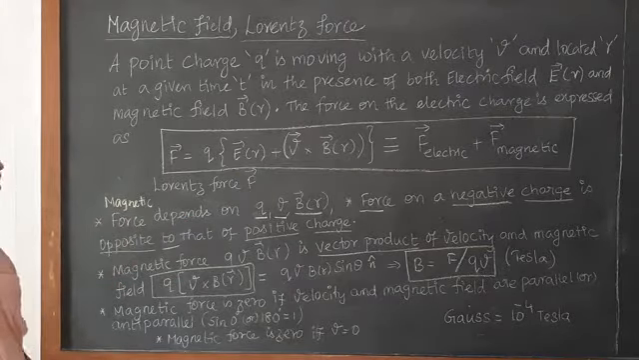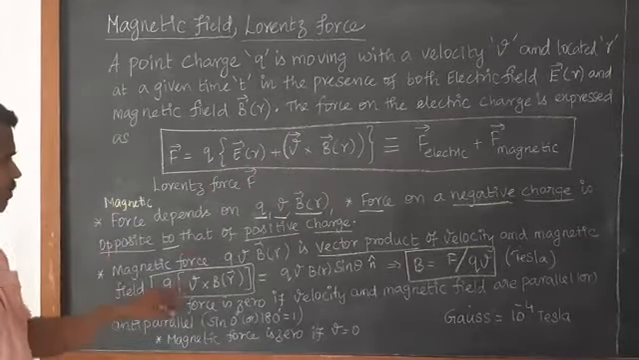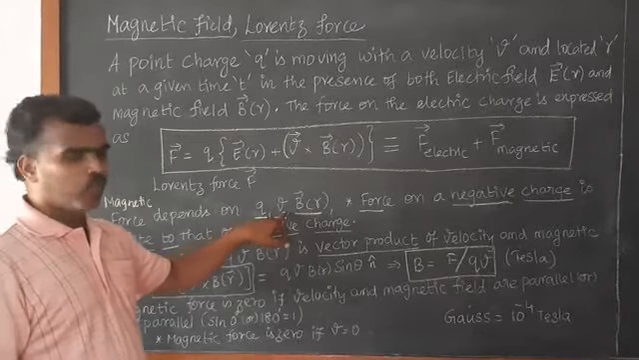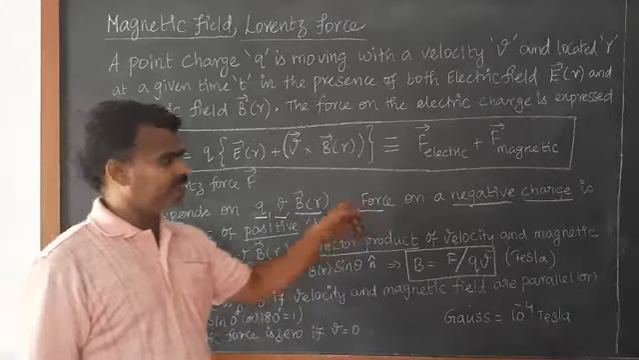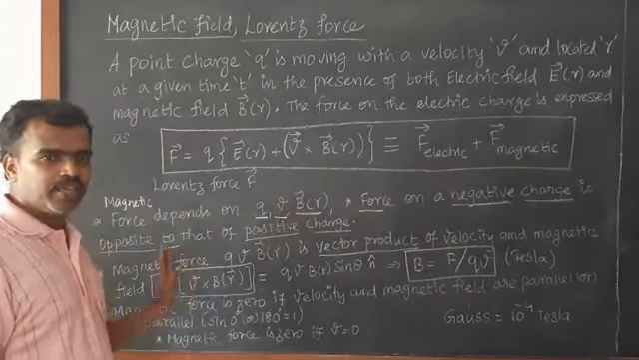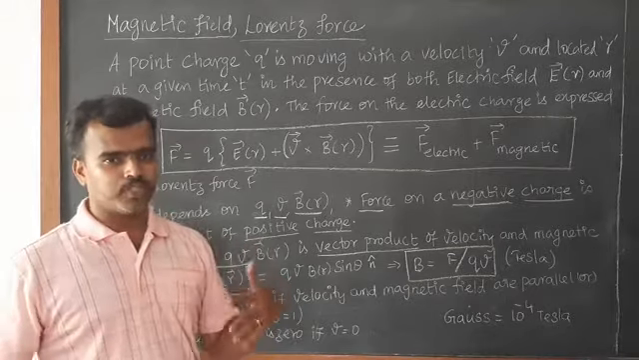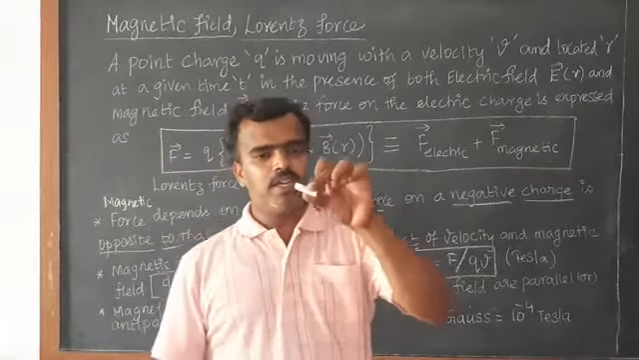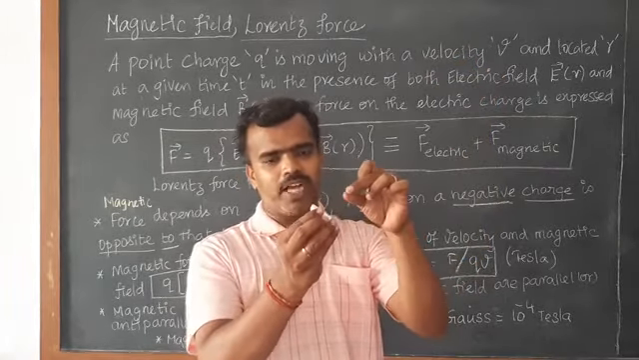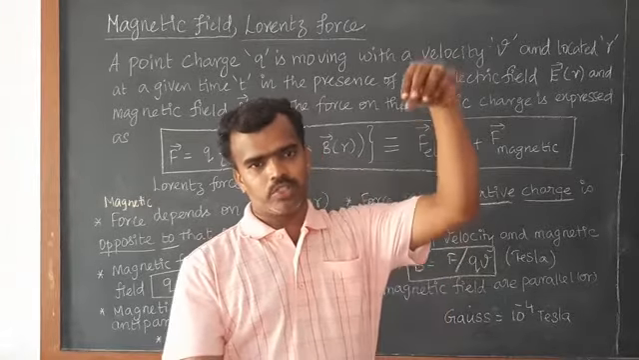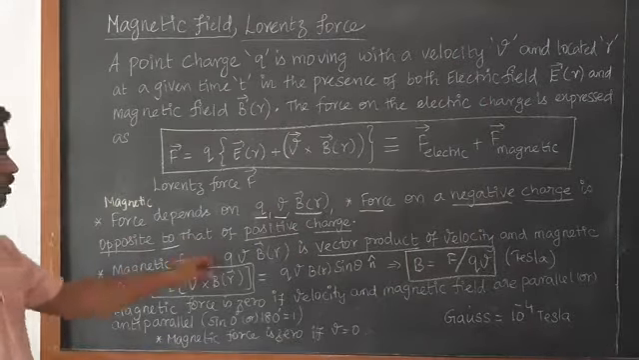The magnetic force, what is the magnetic force? Q into V into B of r. That magnetic force depends upon Q, the charge, V, the moving velocity, and the magnetic field, right? And the magnetic force on a negative charge is just opposite to that on a positive charge. Yes, because the sign changes, therefore the magnetic force is also in the opposite direction. For a positive charge the force will be like that, but for a negative charge the force will be acting in the opposite direction. So these two are in opposite directions, right?